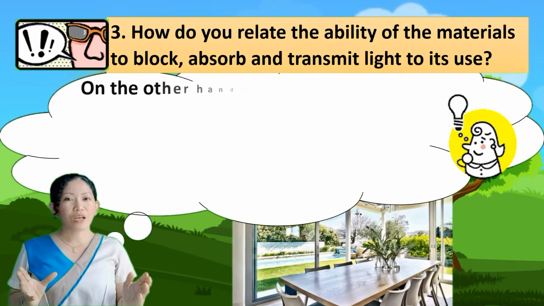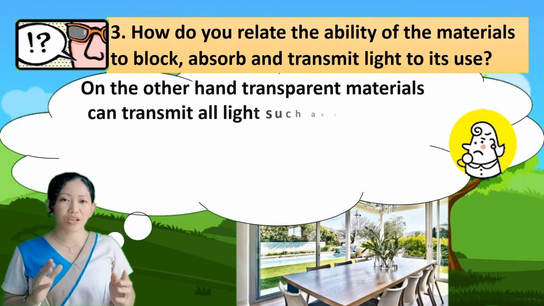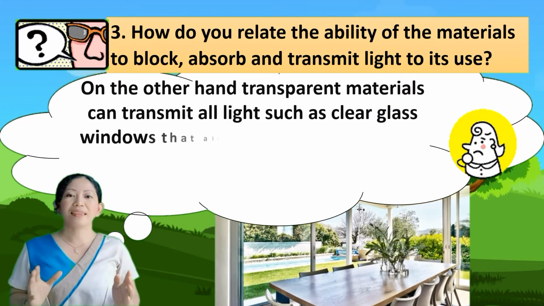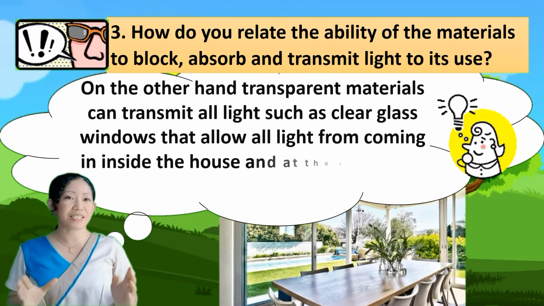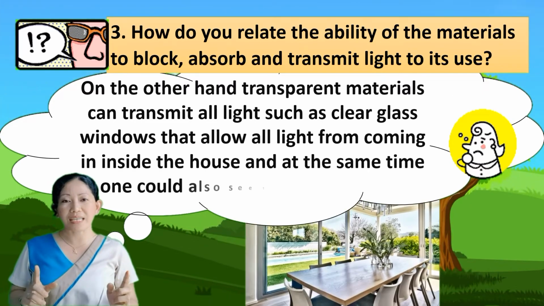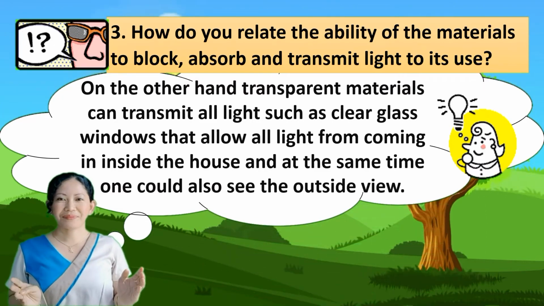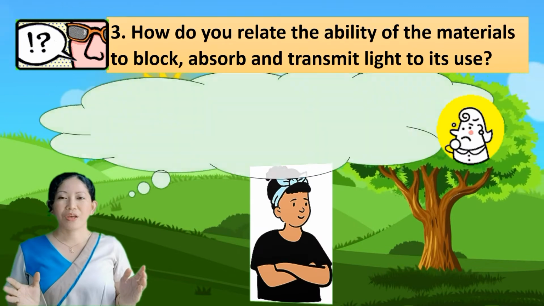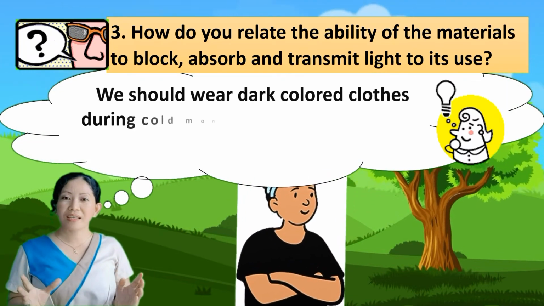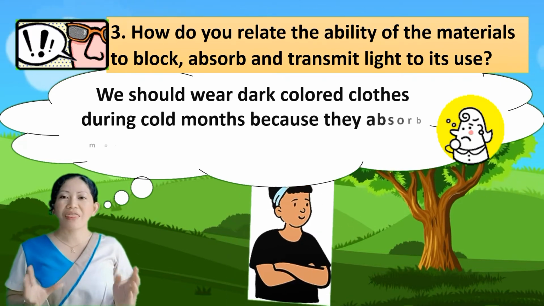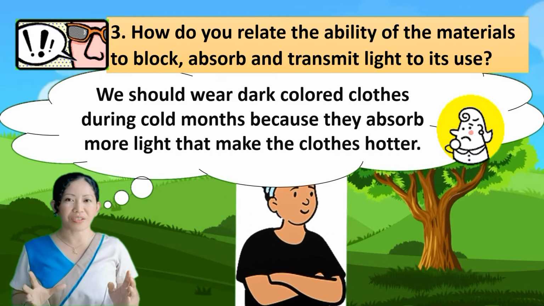On the other hand, transparent materials can transmit all light, such as clear glass windows that allow all light to come inside the house, and at the same time, one could also see the outside view. We should wear dark-colored clothes during cold months, because they absorb more light that make the clothes hotter.